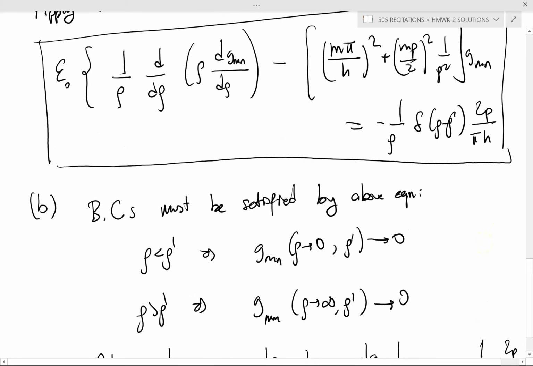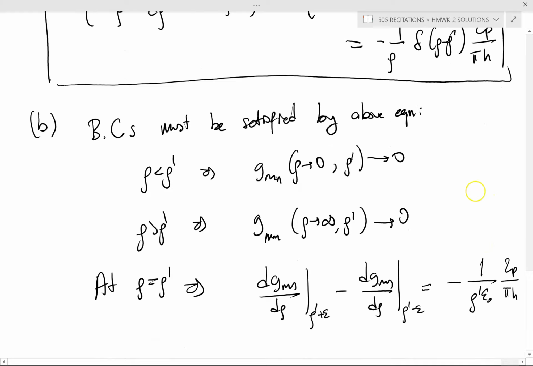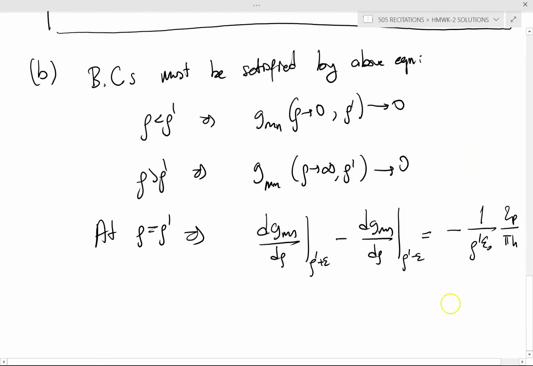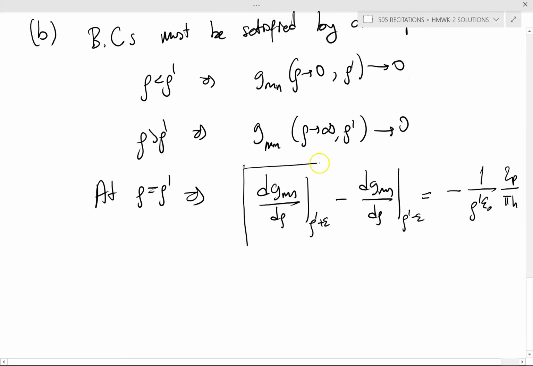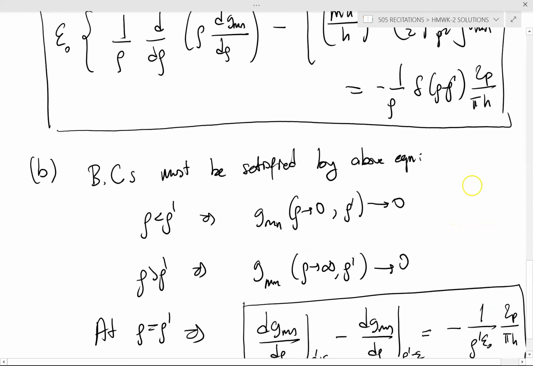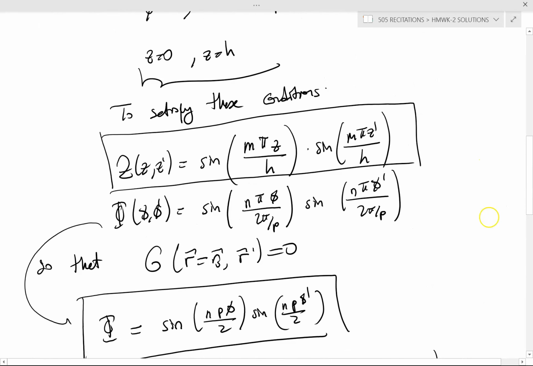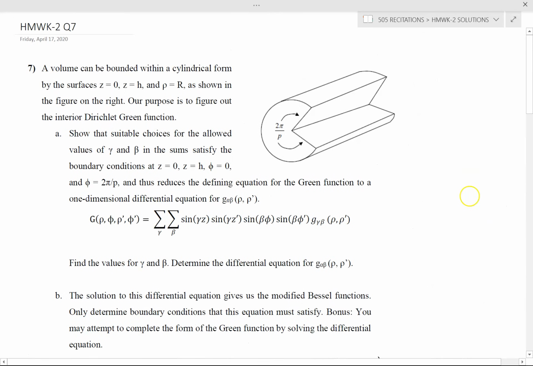Under these conditions now g mn can be found. Okay, I will not go into the rest. This is the last boundary condition that we need to satisfy. The rest we have already done in a similar process in the previous example. Okay, thanks for your patience. This is the end of the recitation.